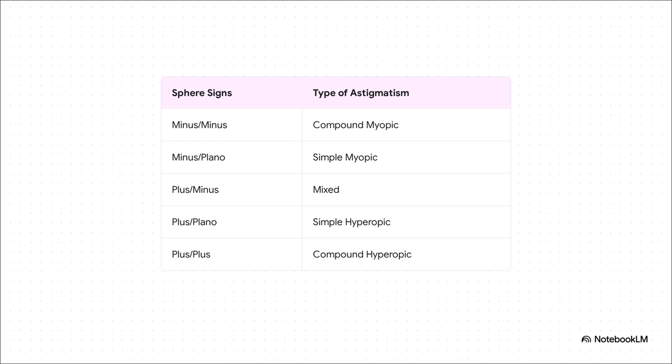If both sphere signs are minus, it means both principal focal lines are falling in front of the retina, right? That is compound myopic astigmatism. If one's minus and one's plano, or zero, one line is in front of the retina and the other is sitting exactly on it. Simple myopic. If you get a plus and a minus, while one focal line is behind the retina and one's in front, that's mixed astigmatism. And finally, if both are plus, both lines are behind the retina, meaning compound hyperopic. Don't just rote memorize this table, visualize where those focal lines are landing based on those signs. It's a total game changer.